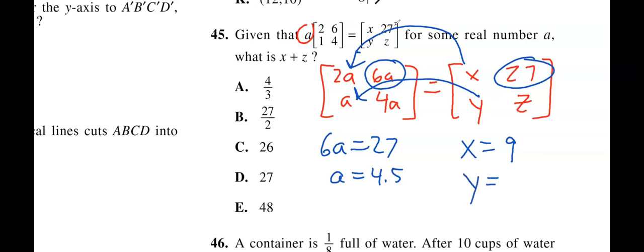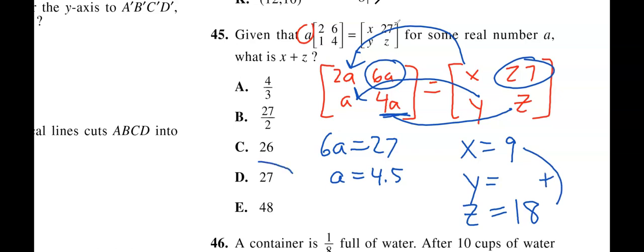Oh, but they wanted Z. I'm sorry. They wanted Z. So 4 times 4.5, that gives me 18. So Z is 18. And so if they want me to add those two together, I do get 27.